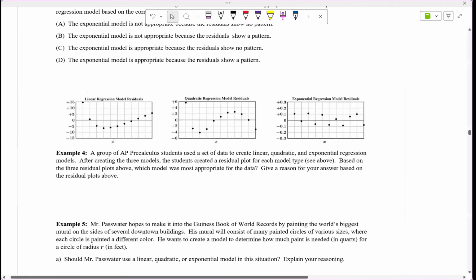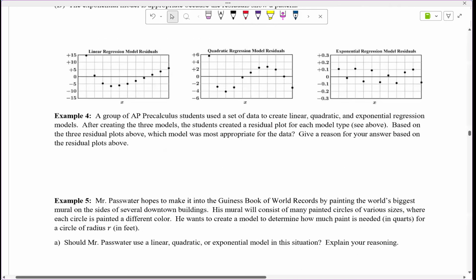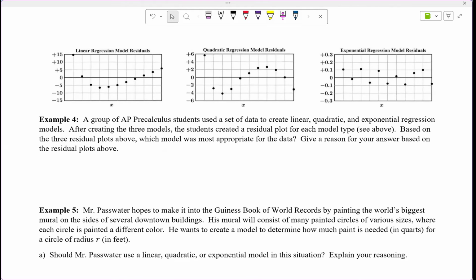Thank you, folks. Example 4: a group of AP pre-calc students use a set of data to create a linear, quadratic, and exponential regression model from the same data. Here's a residual plot for all three. Let's call this A, B, and C. Which one is what we're looking for? Yes, it is C. Again, no pattern. There's about the same above and same below.